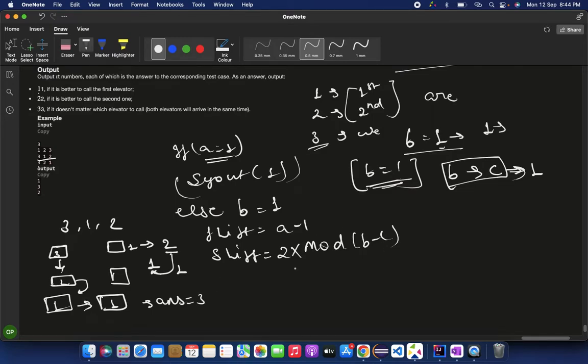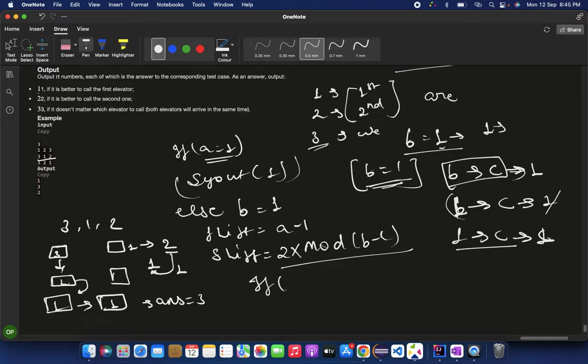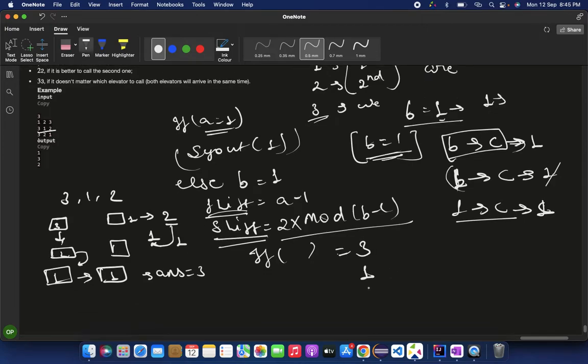I hope you understand why we are doing mod b to c times 2: it's first going from b to c, then again coming from c to 1. Since b is 1, we are repeating these steps 2 times. We check if these two values are equal, then we print 3. If the first one is smaller, we print 1. If the second one is smaller, we print 2.